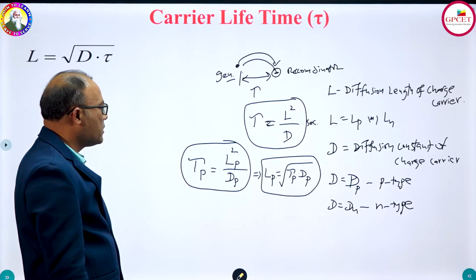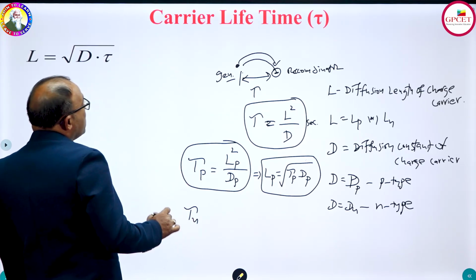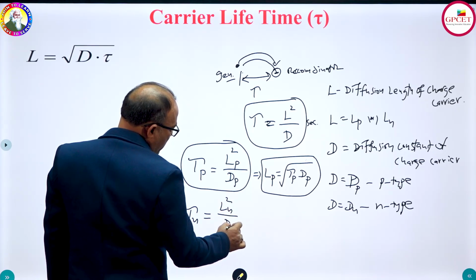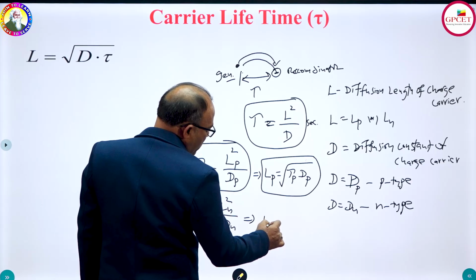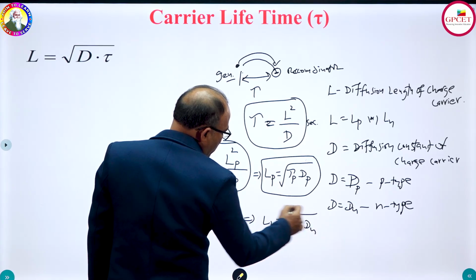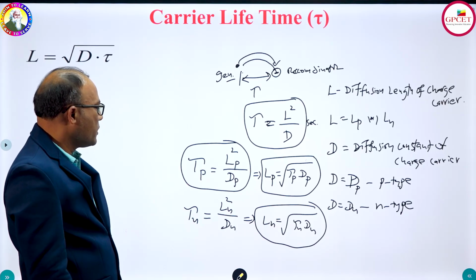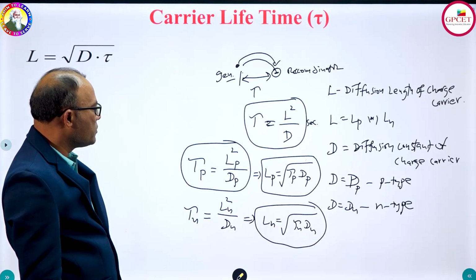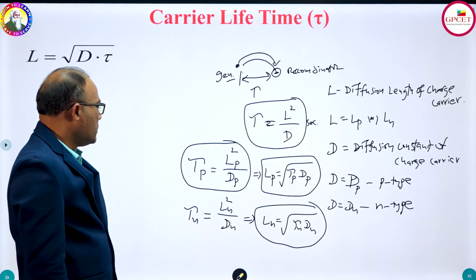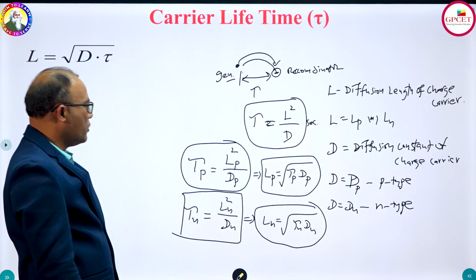Carrier lifetime is measured in seconds. Similarly, the carrier lifetime of electrons is given by tau n equals Ln square divided by Dn, that is, Ln equals square root of tau n into Dn. Dn is the diffusion constant of electrons, Dp is the diffusion constant of holes, Ln is the diffusion length of electrons, and Lp is the diffusion length of holes. And likewise you can calculate the carrier lifetime of electrons and of holes.